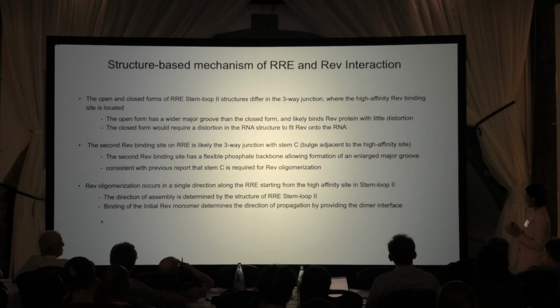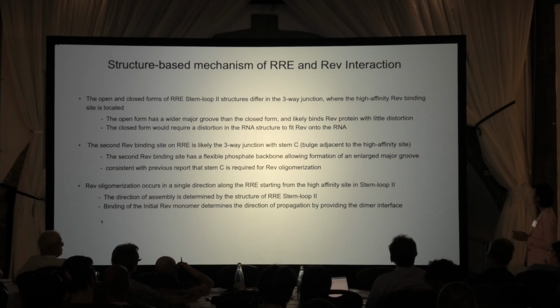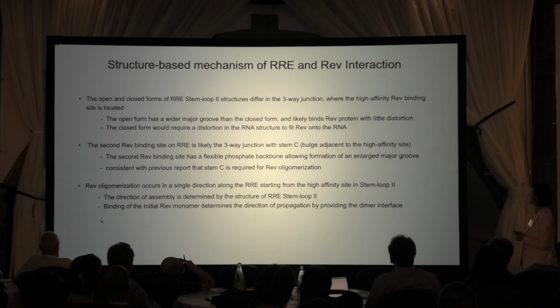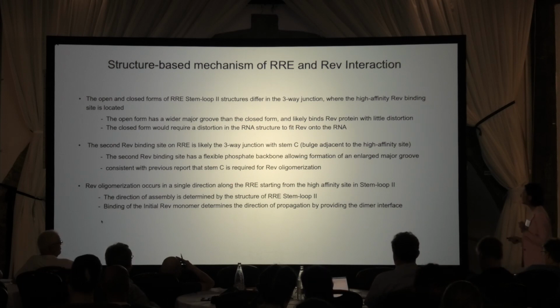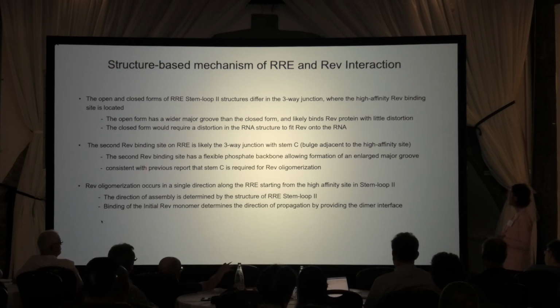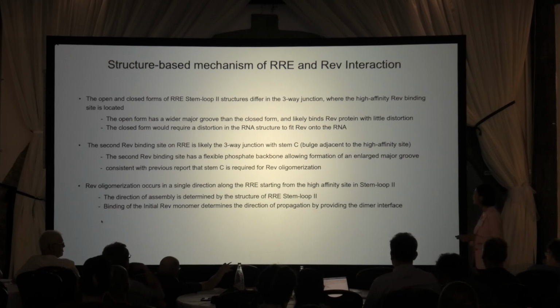So we think that the second Rev binding site on the RNA is likely the three-way junction with stem C, which would be the best adjacent to the high-affinity site. And the second Rev binding site has a flexible phosphate backbone because it's single-stranded, allowing the formation of an alpha helix there. So this would be consistent with the previous report that stem C is required for Rev oligomerization. So I told you that Rev oligomerization occurs in a single direction along the RRE, starting from the high-affinity site in stem loop 2. So clearly, the direction of the assembly is determined by the structure of the RRE stem loop 2.